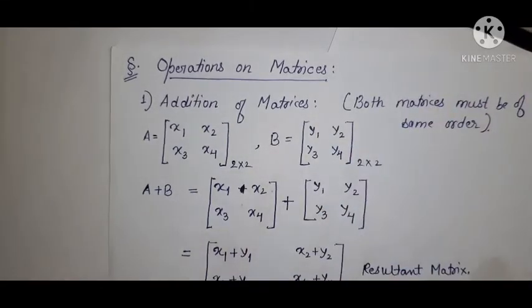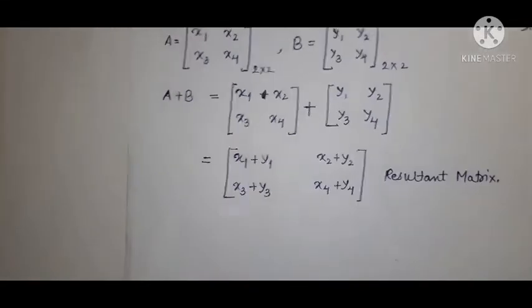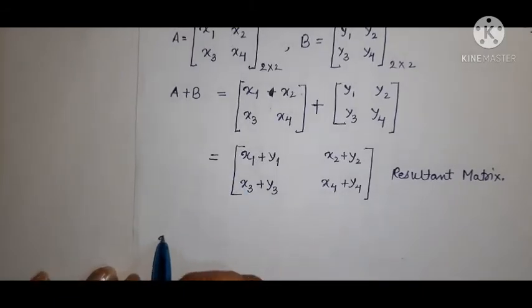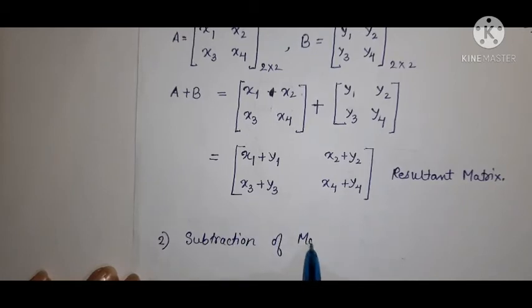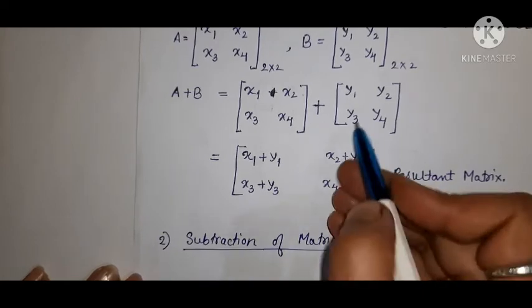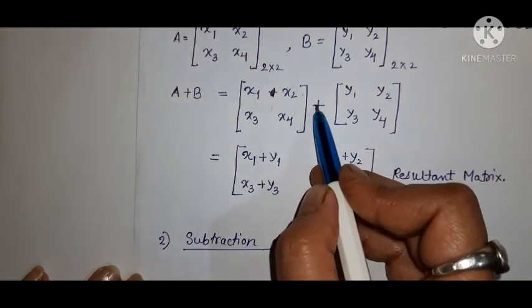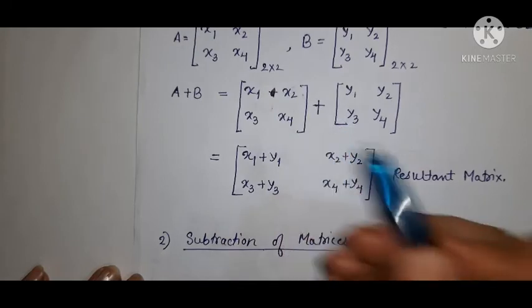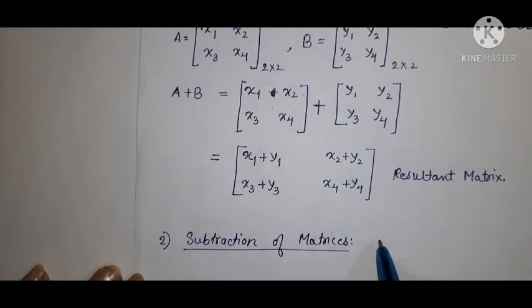The same concept we use for subtraction of matrices. In subtraction, everything is similar to addition, only in place of plus we just write minus. In that case also the order must be the same.